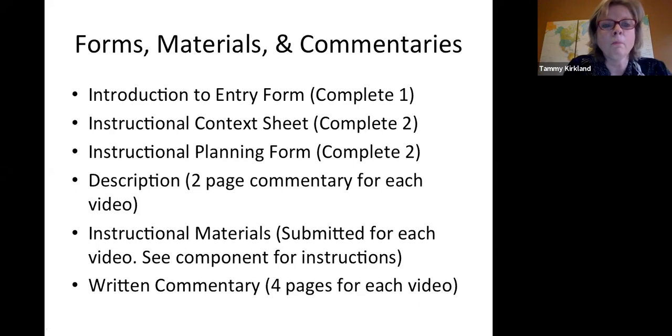So most of the time you're completing 2 forms, and up at the top of the form you will write either video 1 or video 2. That way they'll know which video it goes with.